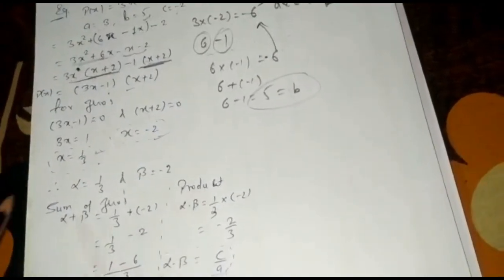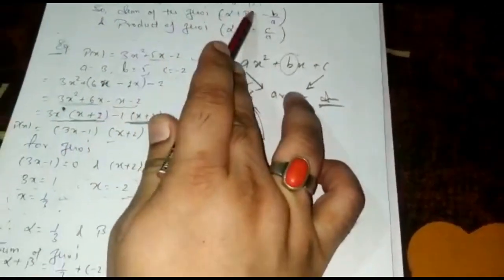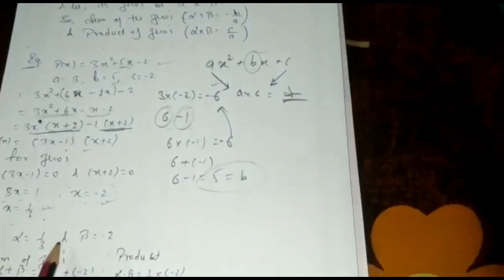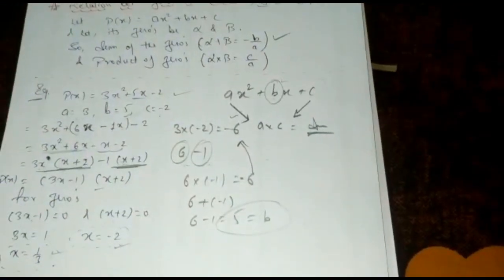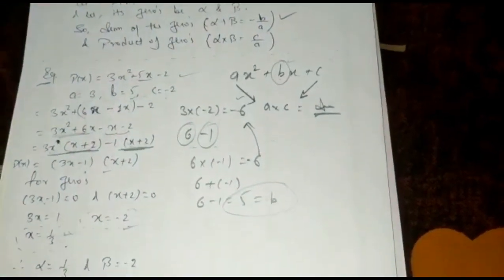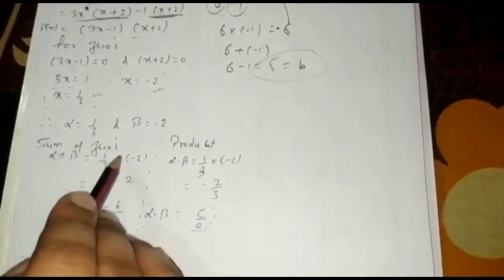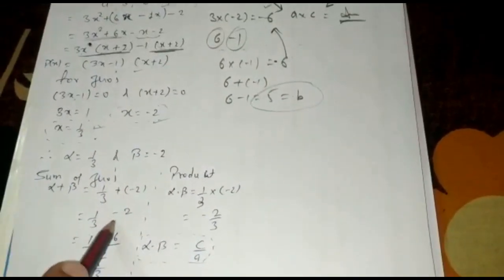polynomial equation. So as we discussed earlier in the video that its zeros will be alpha and beta. So here we are taking alpha is equal to 1 by 3 and beta equal to minus 2 by 3. Now what we have to check, alpha plus beta will be equal to minus b by a. So first we have to find out alpha plus beta. Alpha plus beta means this 1 by 3 plus minus 2.